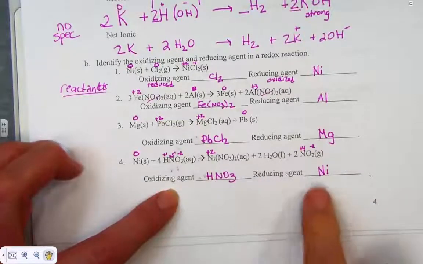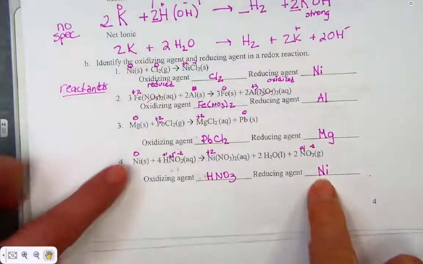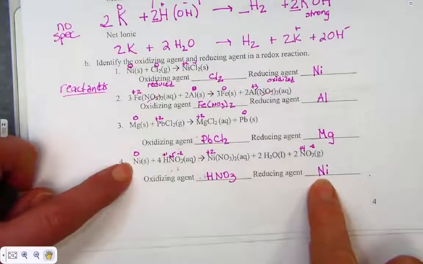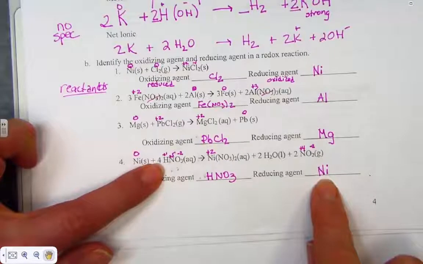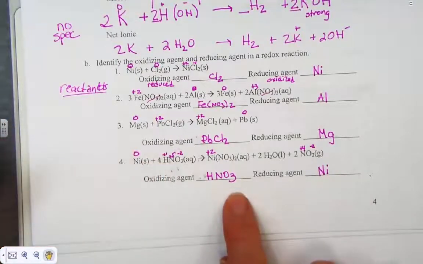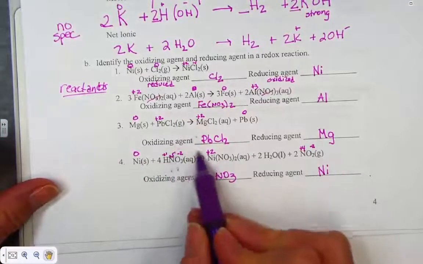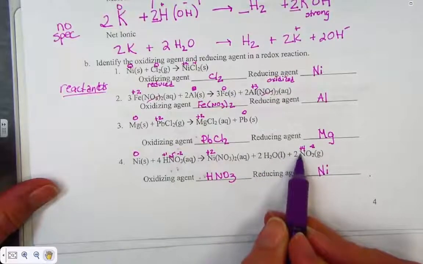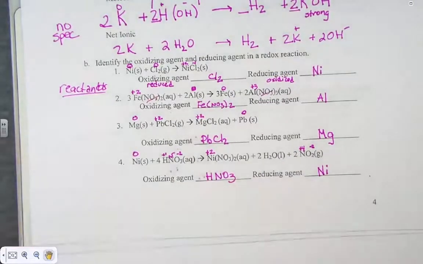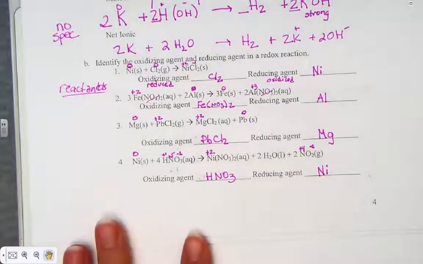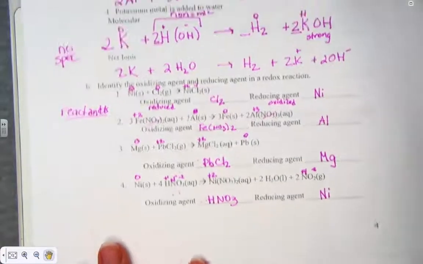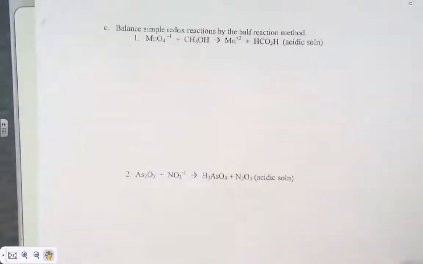HNO3. Clearly, making it simple, once I labeled the first reactant, nickel, as the reducing agent, the only other choice for the nitric acid was to be the oxidizing agent. Nitrogen moved from +5 to +4, reduction, therefore we call it the oxidizing agent. Let's continue on. Balancing.